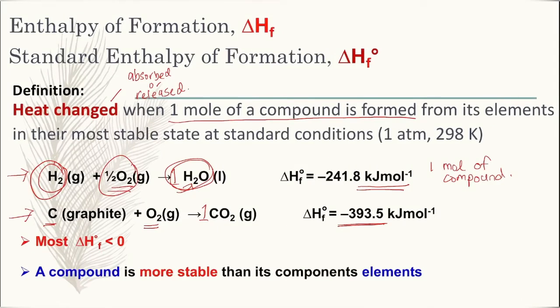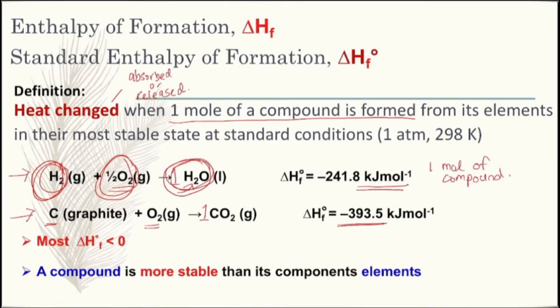Most enthalpy of formation will have a value that is smaller than 0. That means most of the enthalpy of formation values have a negative value. Another thing that you have to know is a compound is more stable than its component elements. For example, 1 mole of water molecule is more stable compared to hydrogen gas and also oxygen gas.